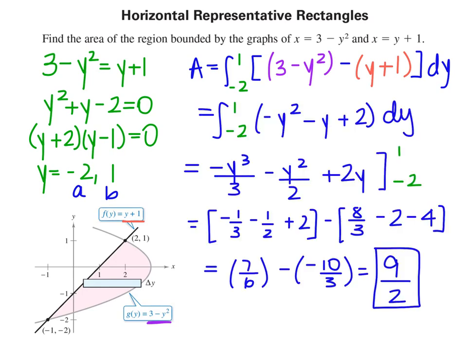So when I put these two functions together and reorder them in order of power, I get -y squared minus y plus 2. Please notice that dy is next to it because it's in respect to y, not dx. So this is the integral I get. When I plug in 1, I end up with 7/6, and when I plug in -2, I end up with -10/3. Put those together and simplify it down, you get 9/2. So that's the area between those two curves.